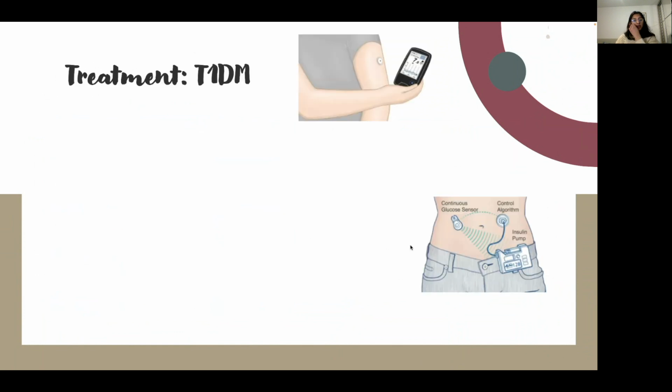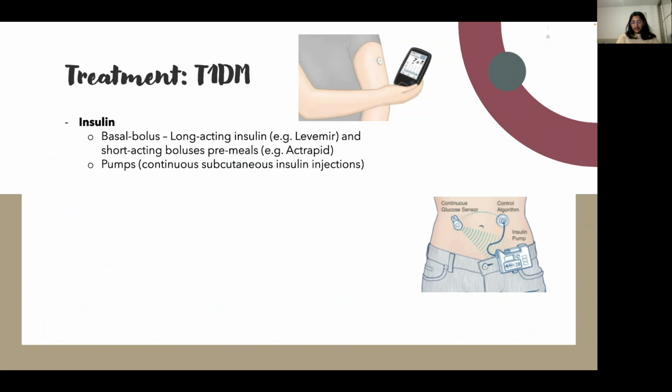Okay, so let's talk about the treatment for type 1 diabetes. So the mainstay is essentially insulin. So they're not able to produce enough, so we're going to replace it. So there's 2 main ways that you can do it. So you can have a regime of something called a basal bolus regime.